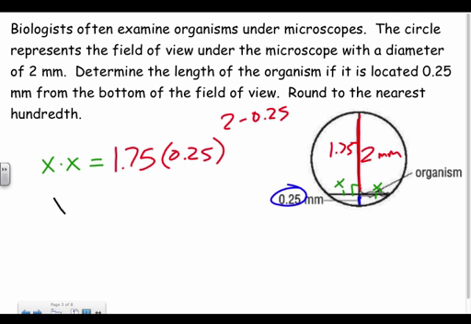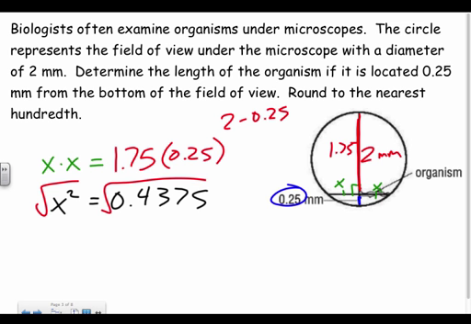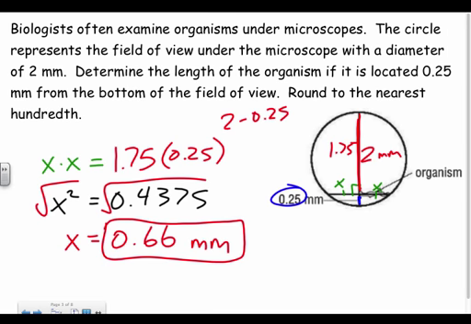And we got x times x, which is x squared, and 1.75 times 0.25 gives us 0.4375. Well, to get x by itself, the inverse of squaring is square rooting. Whatever I do to one side, I do to the other. So the square root of 0.4375 is 0.66143. It says round to the nearest hundredth, and it's in millimeters. Boom, there we go. The organism is 0.66 millimeters, okay? So that's actually used in real life. That's what scientists do to find the distance or the length of an organism.